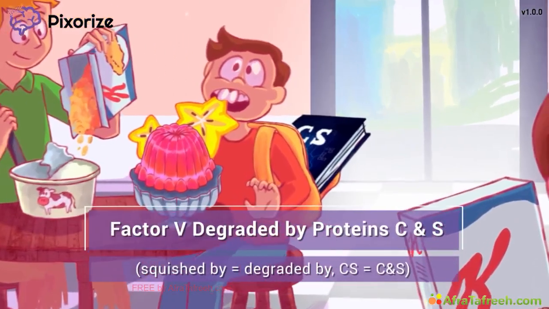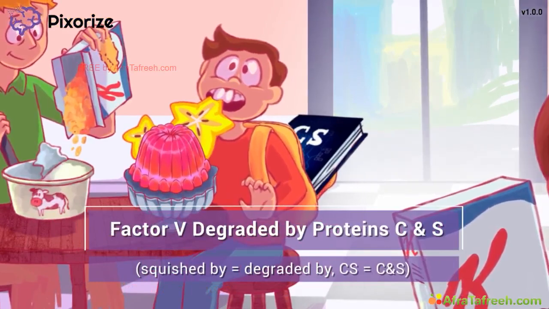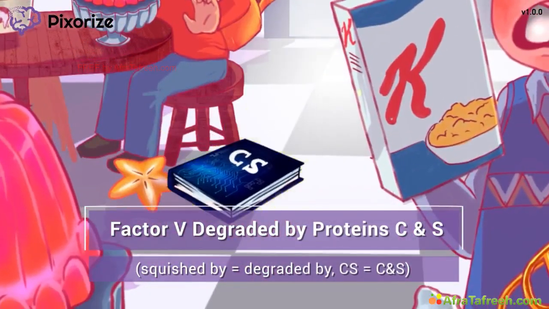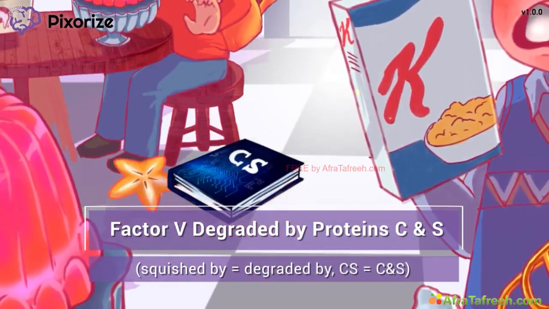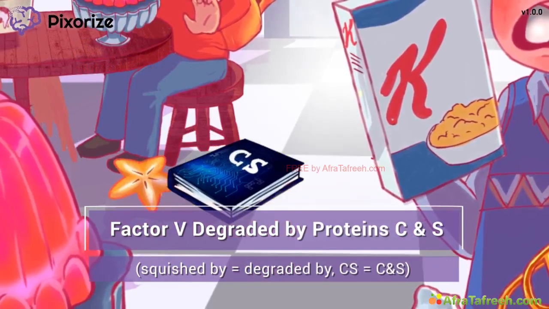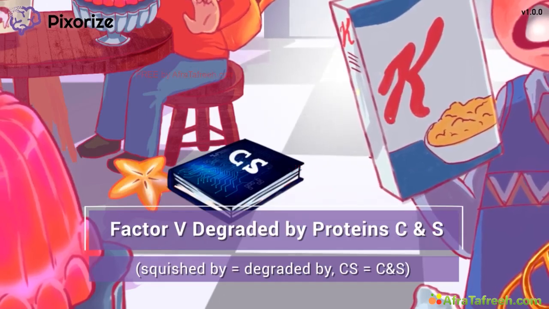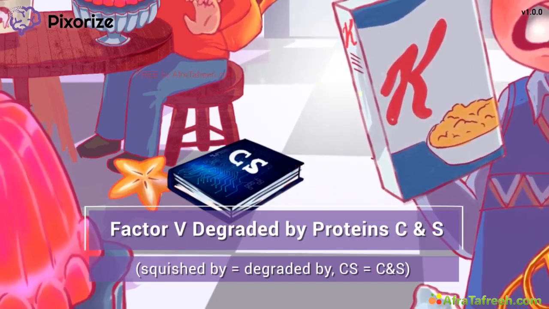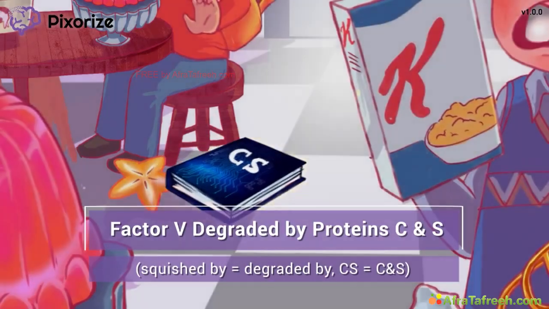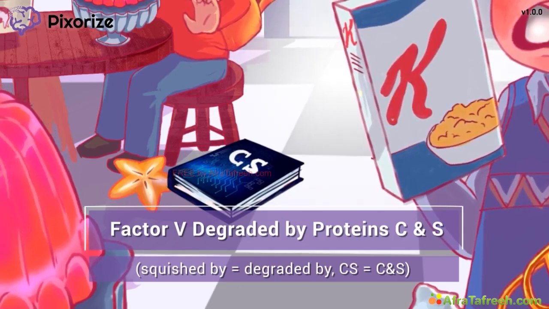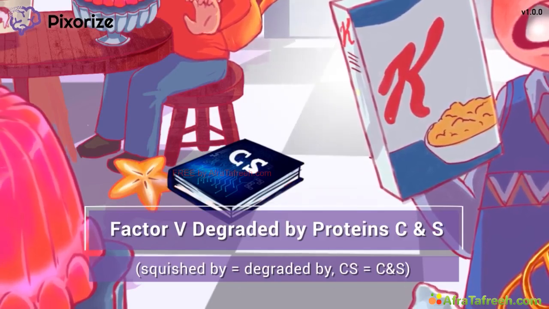As it turns out, our kid here didn't fully close his book bag, and a heavy CS book is falling out and smashing a piece of starfruit on the floor. As we just discussed, the starfruit is our symbol for factor 5, while computer science, or CS for short, is our recurring symbol for proteins C and S. You know, CS for proteins C and S. So this CS book squashing a piece of 5-sided starfruit should help you remember that protein C and S work to degrade or break down factor 5.